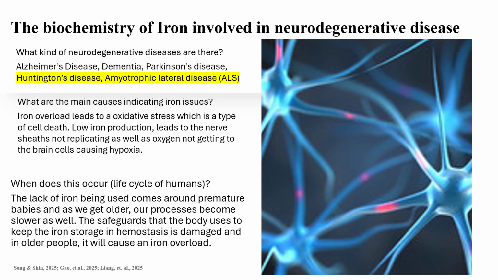What are the main causes indicating iron issues? Iron overload leads to oxidative stress, which is a type of cell death, and low iron production leads to nerve sheaths not replicating as well and oxygen not getting to the brain cells, causing hypoxia or cell death.